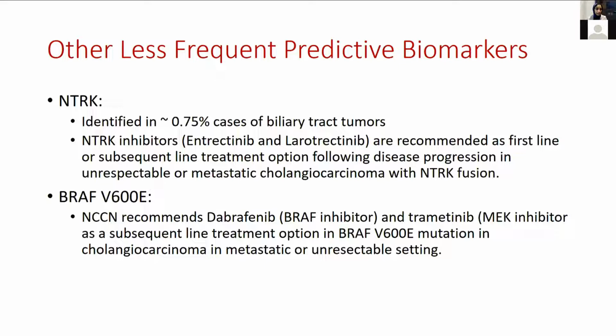Also, BRAF V600E, though it happens at a rate of about 1%, since we have targeted therapy for BRAF in this setting, including the BRAF inhibitor dabrafenib or MEK inhibitor trametinib, it can be used to target this mutation in the context of cholangiocarcinoma in a metastatic or unresectable setting. So we might want to consider testing for this in this setting.